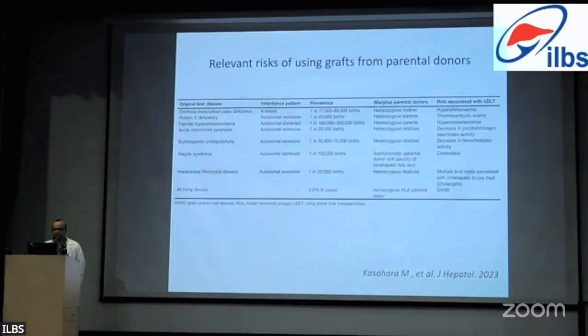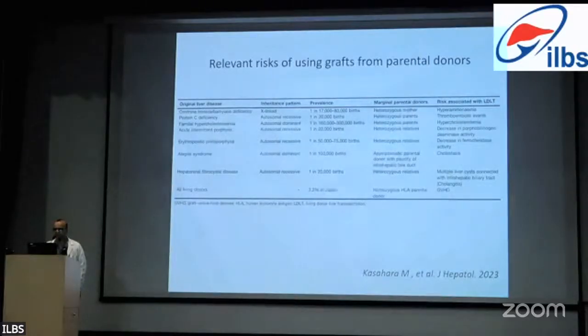Acute intermittent porphyria is autosomal recessive, with a heterozygous relative decrease in porphobilinogen deaminase activity. Then erythropoietic protoporphyria, again heterozygous, with a relative decrease in the activity of the enzyme ferrochelatase.